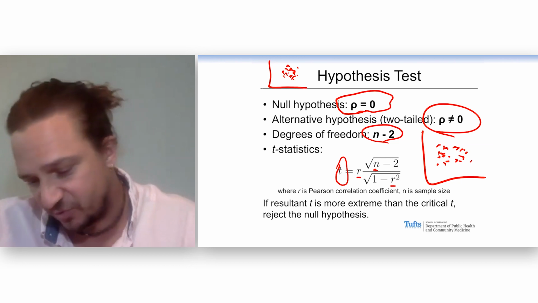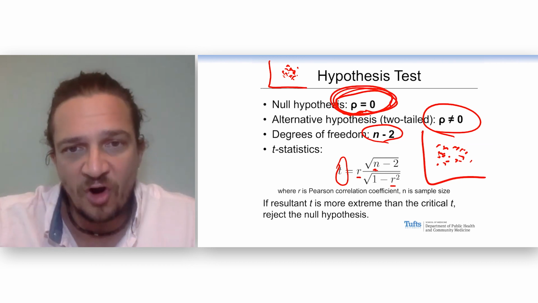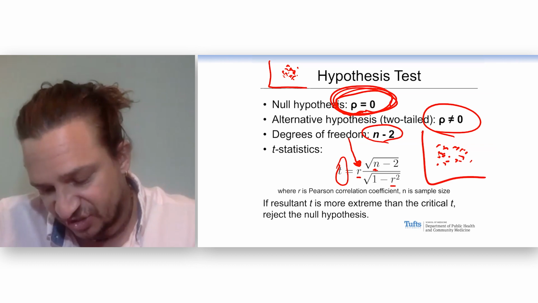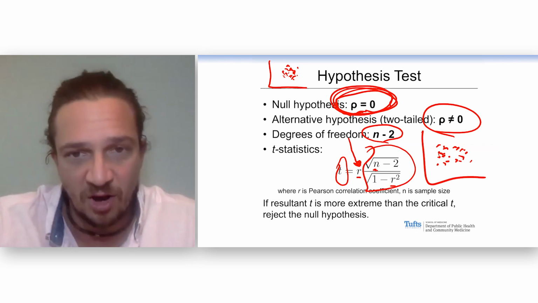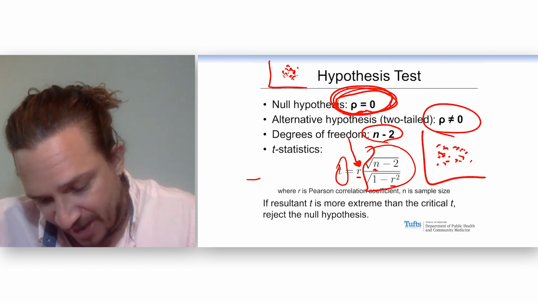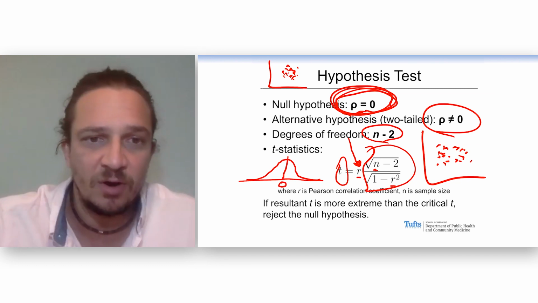So the null hypothesis would be, hey, R is 0. And if R is 0, look at this formula. If R is 0, what is 0 times anything at all? Well, it's 0. So if the null is true, we would expect to get a T statistic somewhere around 0.